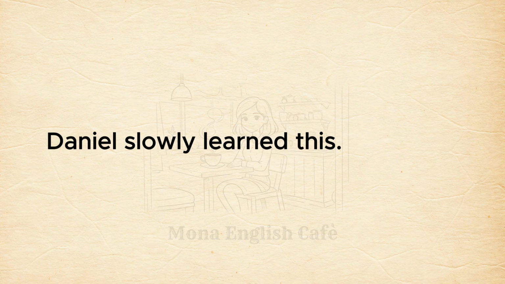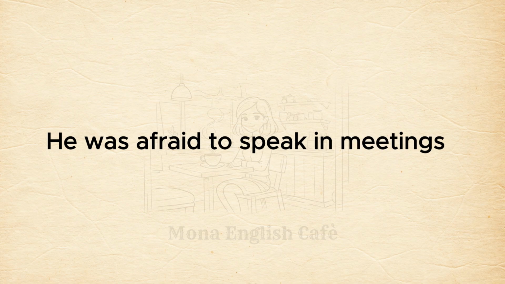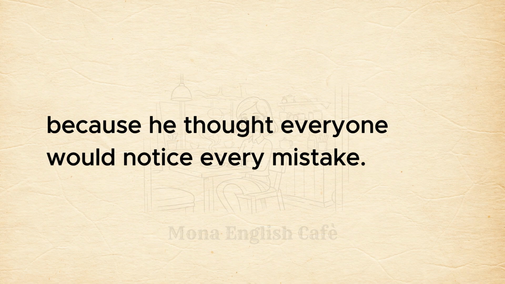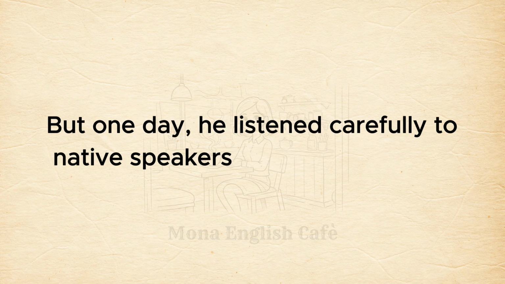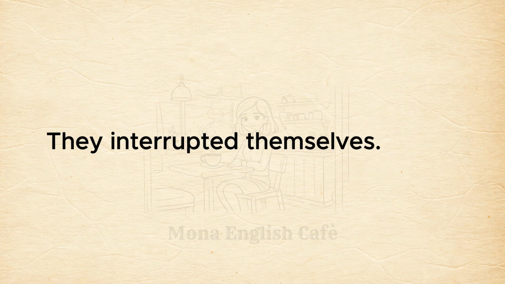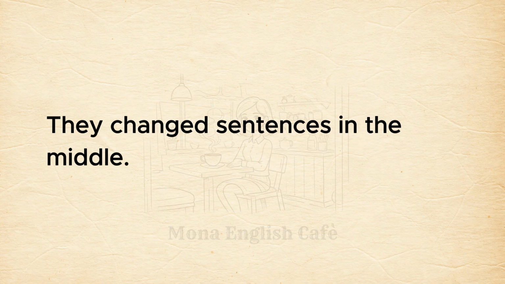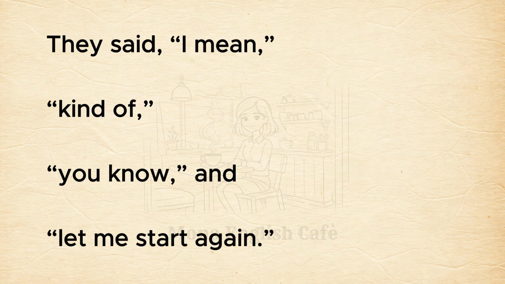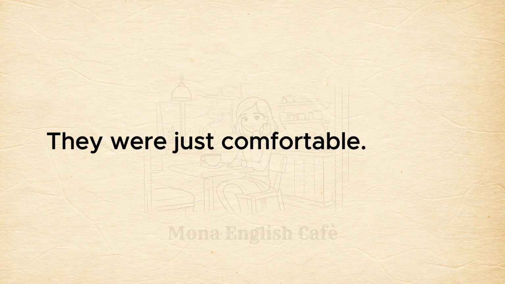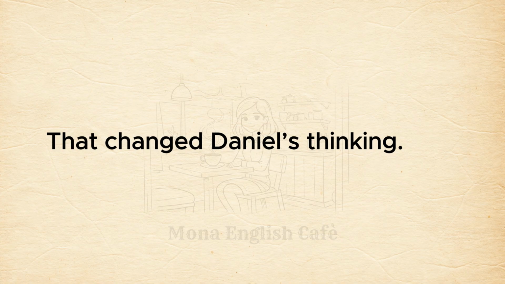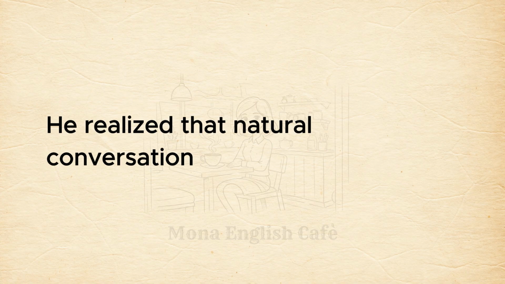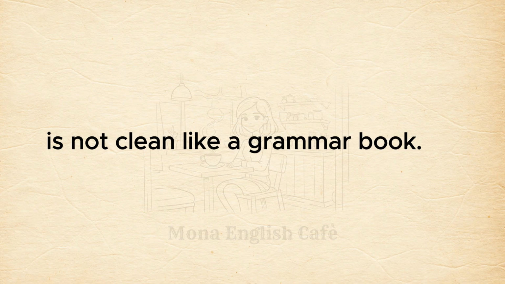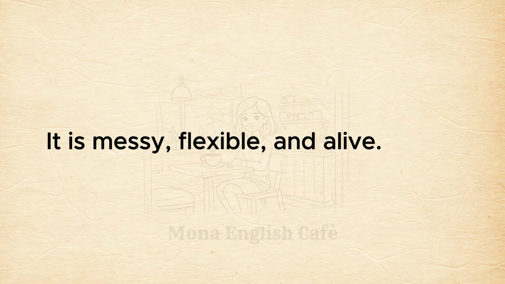Daniel slowly learned this. He was afraid to speak in meetings because he thought everyone would notice every mistake. But one day, he listened carefully to native speakers in the same meeting. They interrupted themselves, they changed sentences in the middle, they used fillers. They said, "I mean, kind of, you know, and let me start again." They were not perfect either, they were just comfortable. That changed Daniel's thinking. He realized that natural conversation is not clean like a grammar book. It is messy, flexible, and alive.